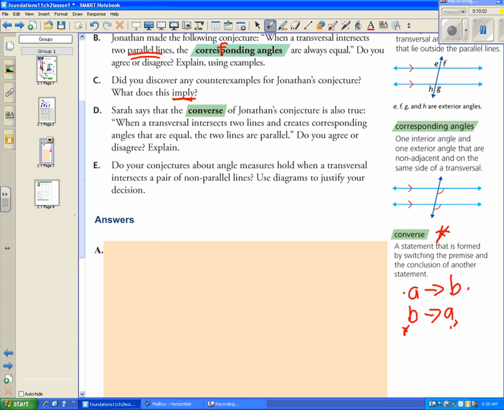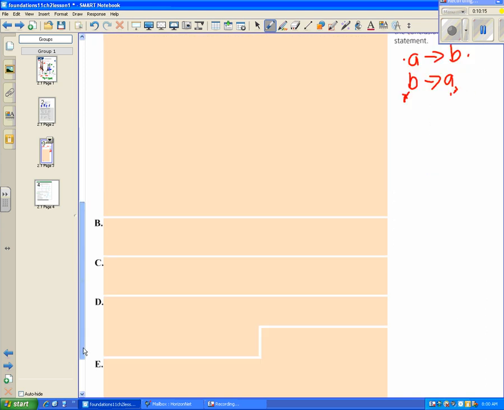And in this case, let's look at this. When a transversal intersects two lines and creates corresponding angles that are equal, the two lines are parallel. In this case, the converse is true. And I'll show you how they answered this question.